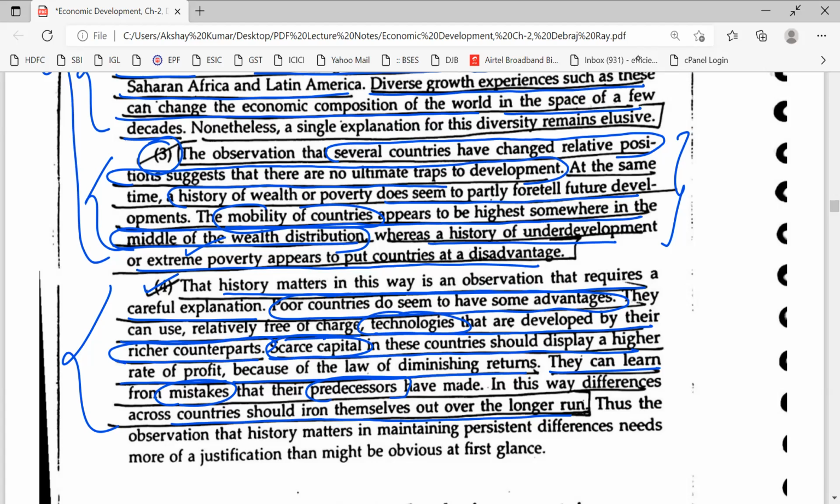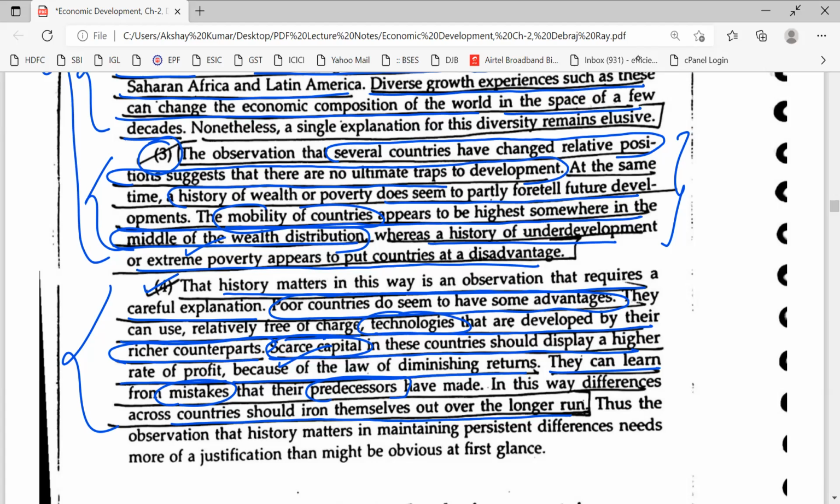So the poor countries can learn from the mistakes which their predecessors have made or their governments have made in the past. These poor countries can make use of the technology of the richer countries free of charge because technologies have already been developed by the richer economies. The poor economies just have to make use of them. Poor countries don't have to develop anything on their own or from scratch. Poor countries only have to use the technologies developed by the richer economies. And since poor countries have scarce capital, obviously they are going to display a high rate of profits because a scarce commodity tends to have higher returns.